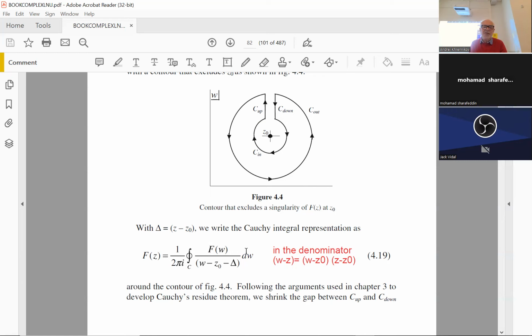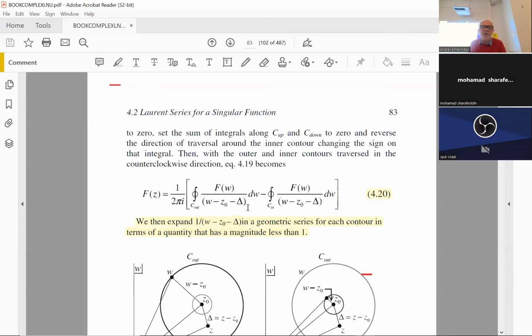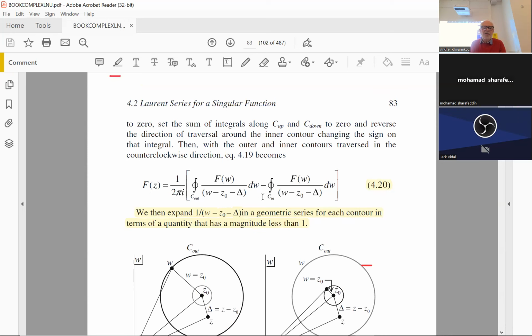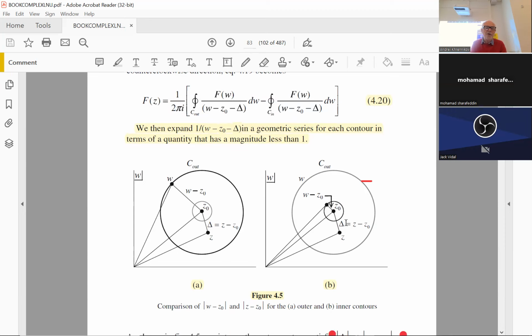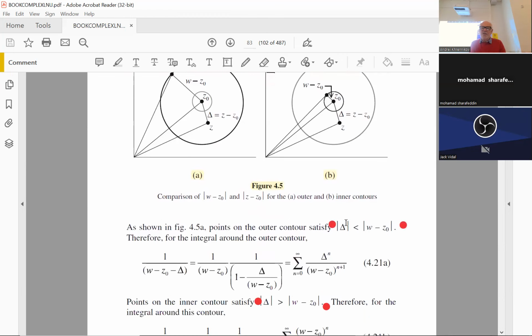And then we have that this integral is the sum of the integrals of this one and this one. But now they have different directions. If we change direction, we get minus. So this is minus. And then we have two integrals. One integral is over the large contour. Another integral is over the small contour. We make the same trick.